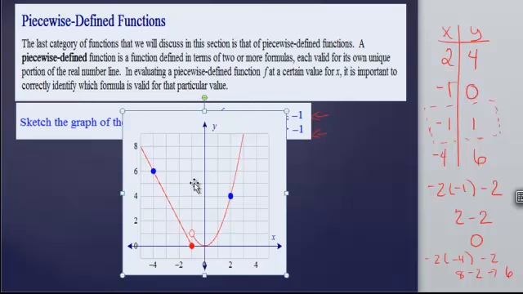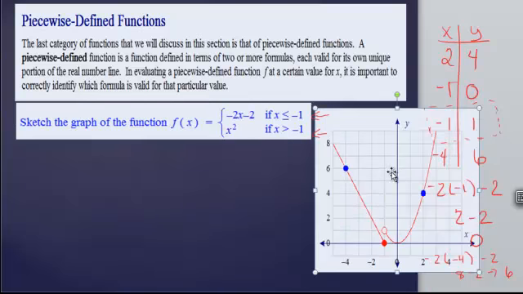As you can see, this is defined in different pieces. For x less than or equal to -1, we have this straight line, which corresponds to this, which is linear. And then for x greater than -1, we have part of a parabola, which is also true because we have an x squared here, which is a quadratic. So that side should be a parabola.